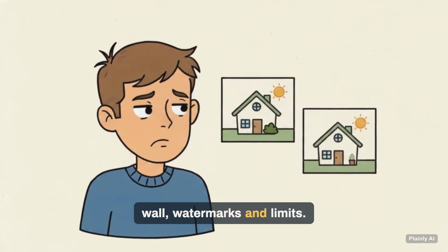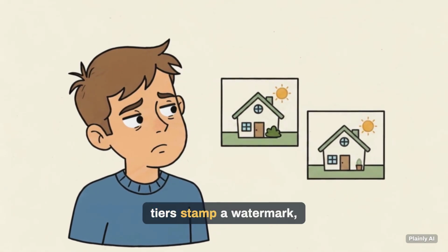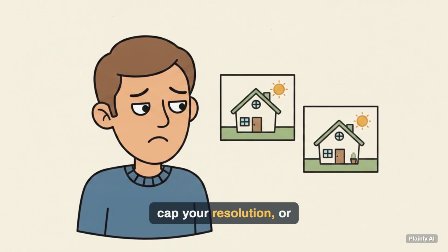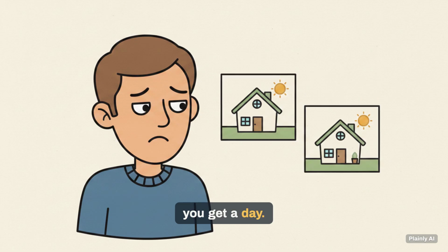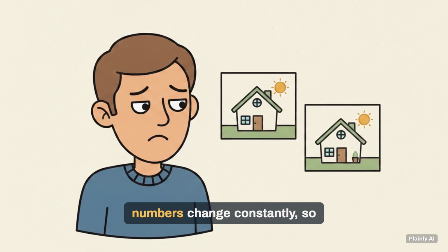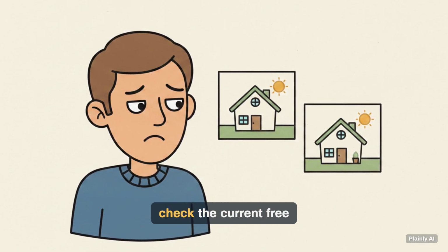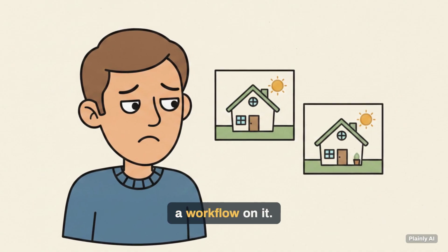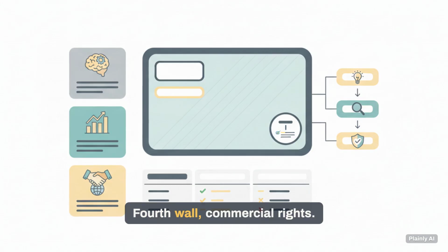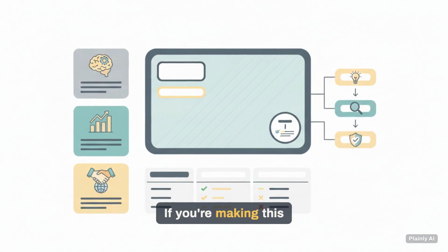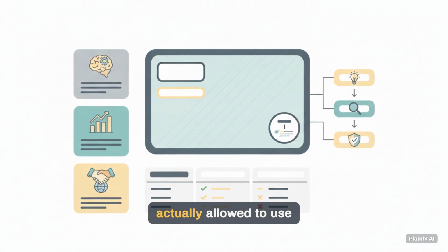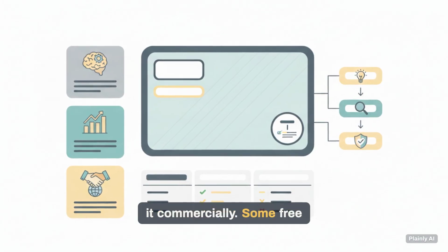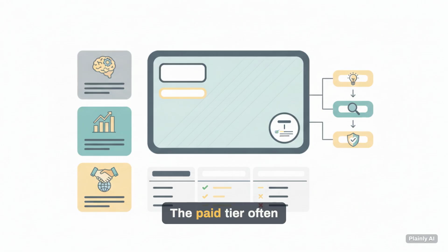Third wall, watermarks and limits. A lot of free tiers stamp a watermark, cap your resolution, or ration how many clips you get a day. They exist. The exact numbers change constantly, so check the current free tier before you build a workflow on it. Fourth wall, commercial rights. If you're making this to sell something, you need to know you're actually allowed to use it commercially. Some free tiers don't grant that. The paid tier often does.